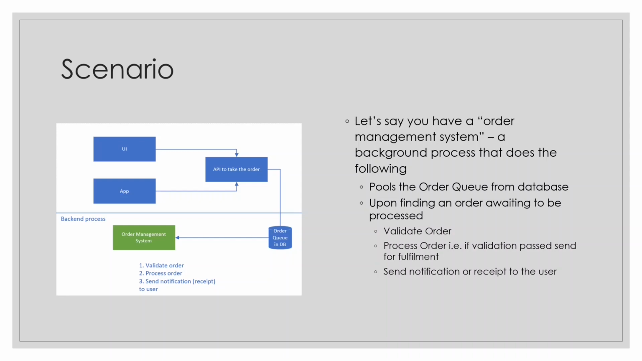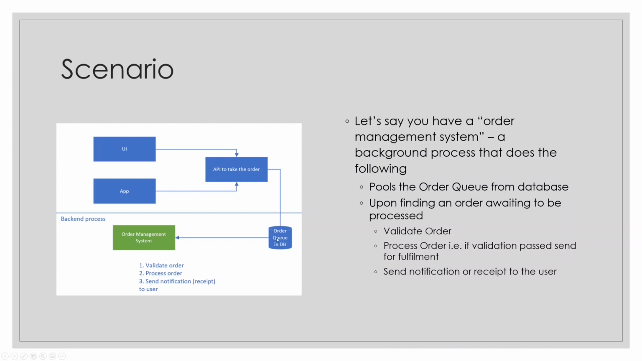Okay, so let's look at an example scenario. Let's say that you have a UI or a mobile application or any other internal or external or even backend processes that is going to use an API to place the order. So just to make this easier, let's say a user logs into your website and places an order, and that order goes through the API, which takes the order, and then places the order in your database.